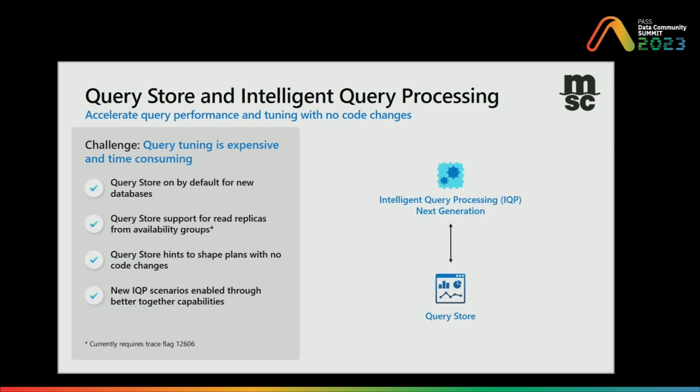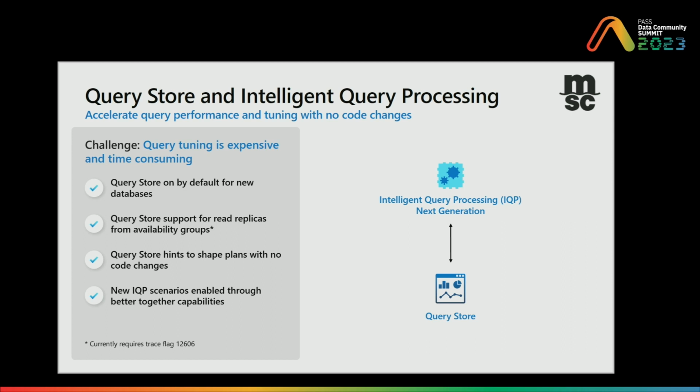One thing is we're making it on by default for new databases in SQL 2022. We are storing hints and using them in a feedback loop to improve plans. We are enabling it in secondary replicas in availability groups. We now have a T-SQL command. You can go in and enable the Query Store to work on the readable secondary replicas as well, so you can use that.